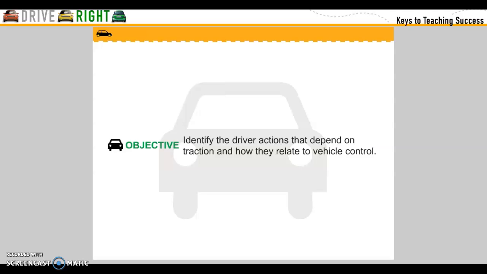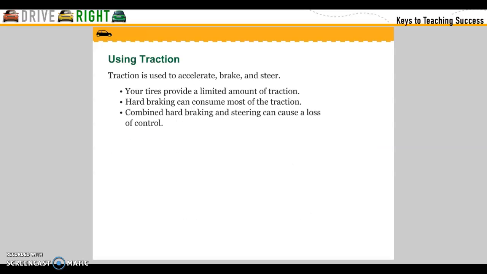Objective: identify the driver's actions that depend on traction and how they relate to vehicle control. Using traction. Traction is used to accelerate, brake, and steer. Your tires provide a limited amount of traction. Hard braking can consume most of the traction. Combined hard braking and steering can cause a loss of control.